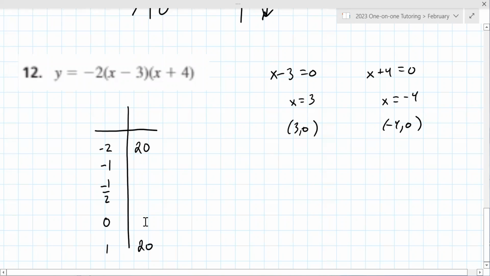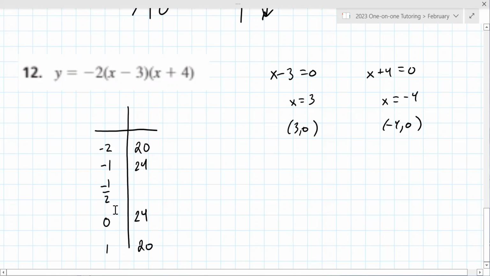So then do -1, and I got 24. I believe that's right. I'm looking at the graph of it. Yeah, that's right, 24. So then the -0.5. Just be careful on that. Negative 0.5.